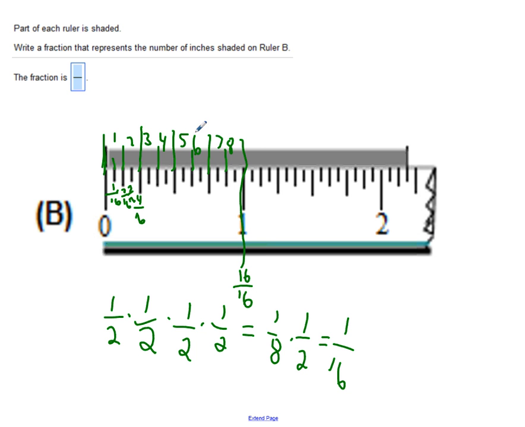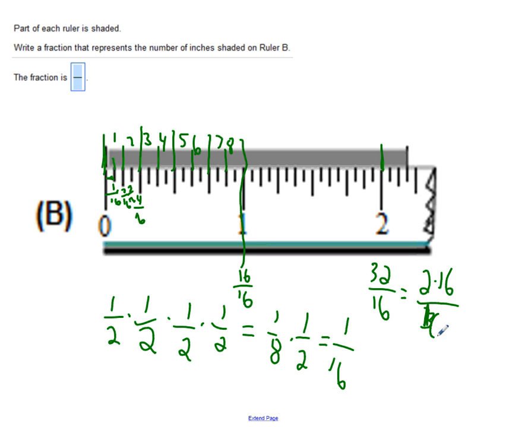So how much is shaded? Seeing that there are 16/16 in a whole tells us the unit, but it doesn't tell us how much is shaded. To see how much is shaded, we're counting this whole gray bar. So here's 16, 17, 18, 19, 20, 21, 22, 23, 24, 25, 26, 27, 28, 29, 30, 31, 32/16 gets us to a whole. Right? Because remember 16 times 2 is 32.